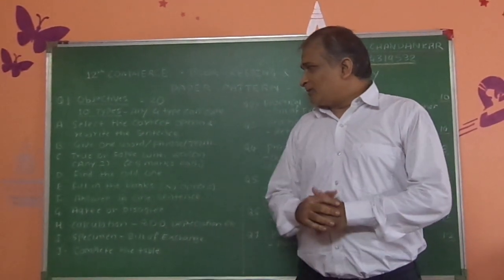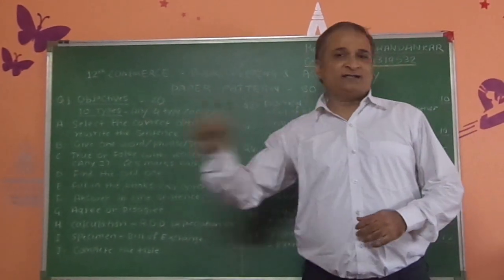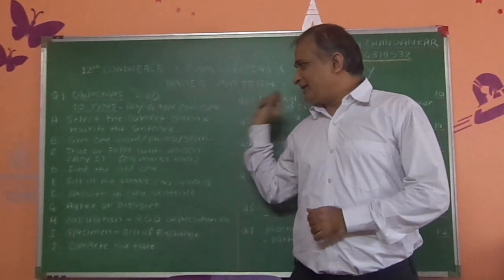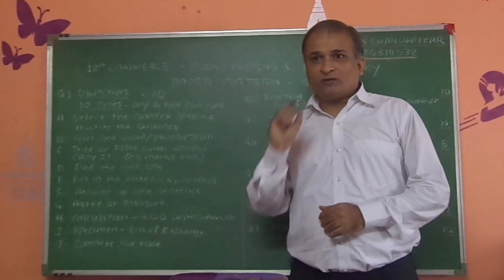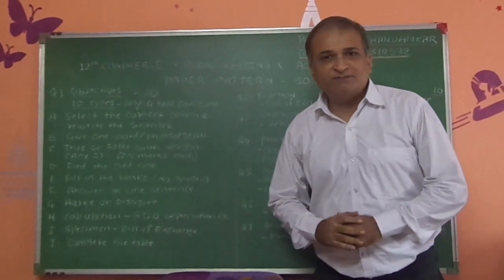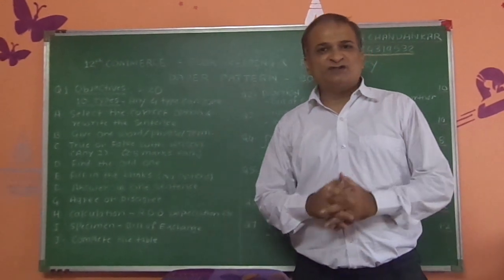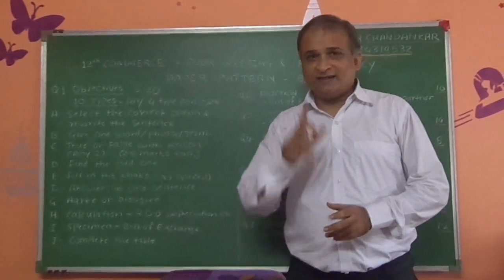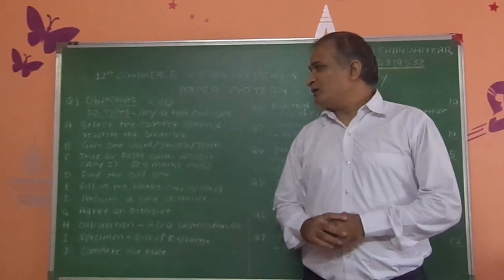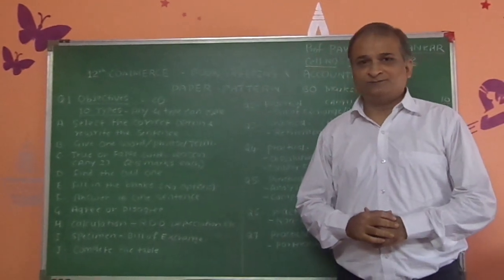The second type of objective set is give one word, phrase or a term. Means a particular sentence will be given to you. You have to write the correct word for it. Say for example, the personal withdrawals made by the partners in a business. What do we call those personal withdrawals, students? Yes, those personal withdrawals we call drawings. So you are supposed to write the word drawings against it.